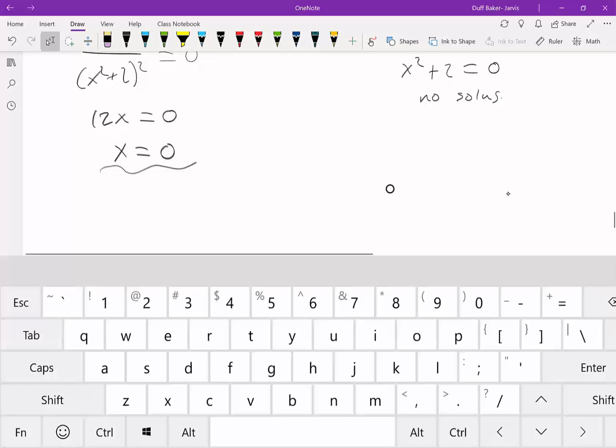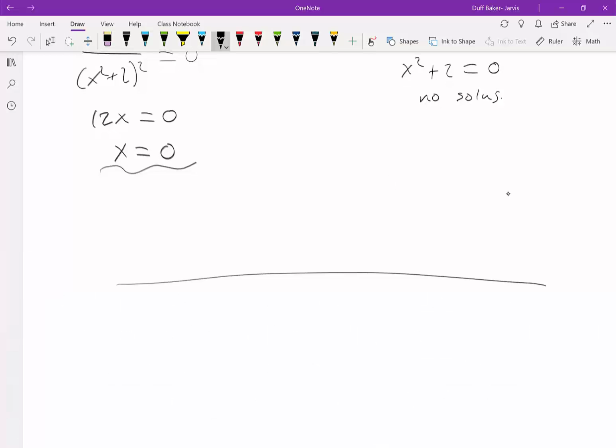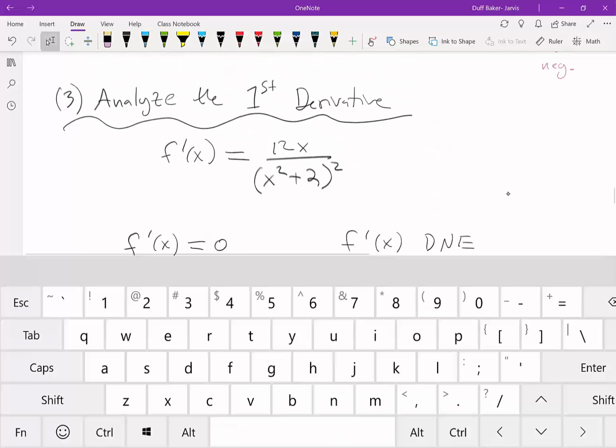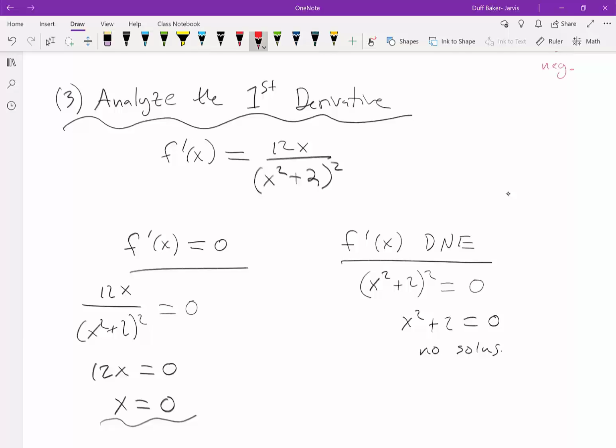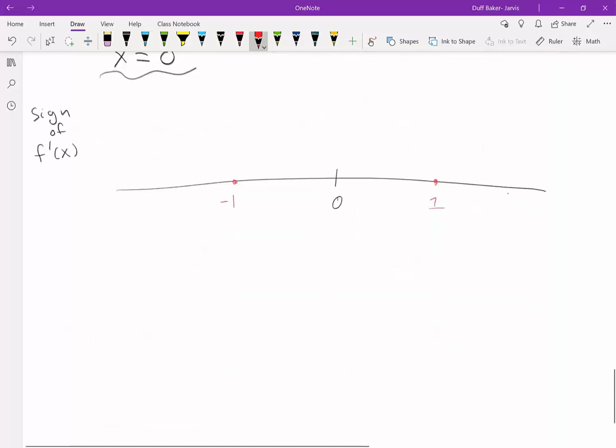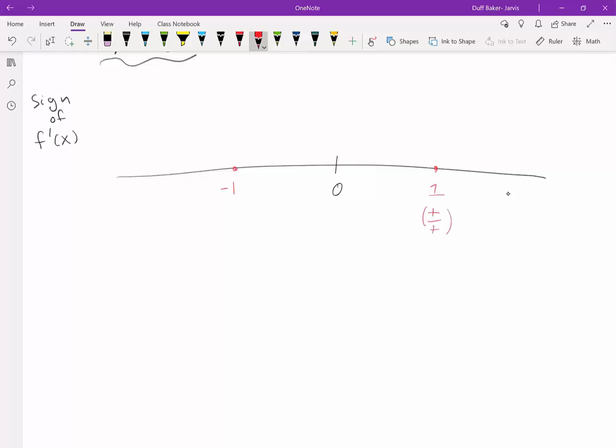Okay, so we draw our number line. We put x equals 0 on there. And then remember, what we're trying to figure out here is the sign of the derivative. So we might pick a test point in each region, like maybe 1 and -1. If I look at my derivative up here, if I plug in 1, it'll be positive over positive. If I plug in -1, it'll be negative over positive. So overall this one's a plus, and overall this one's a negative.